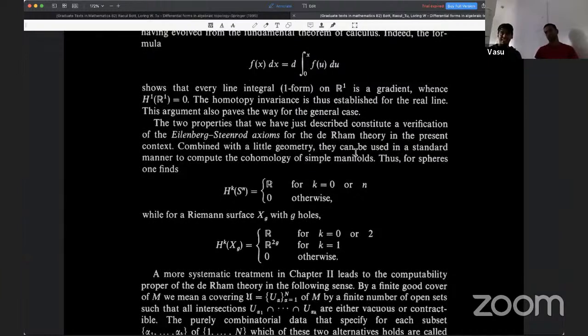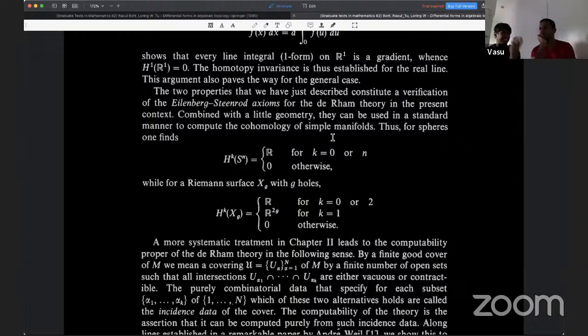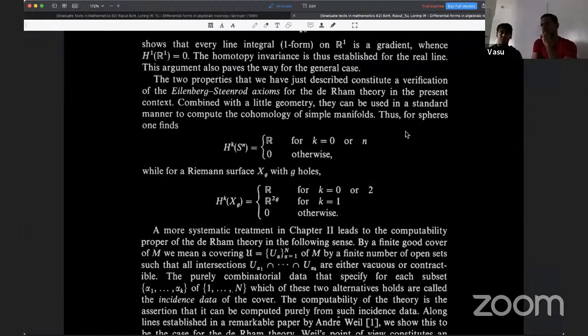And in fact, this is how you can compute the cohomology in general, just using these three axioms: local contractibility, homotopy invariance, and Mayer-Vietoris. You can compute the cohomology of practically any manifold that you can give a presentation of. So, for example, it's now an exercise for viewers.